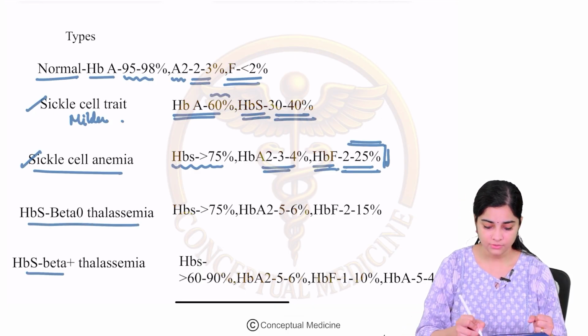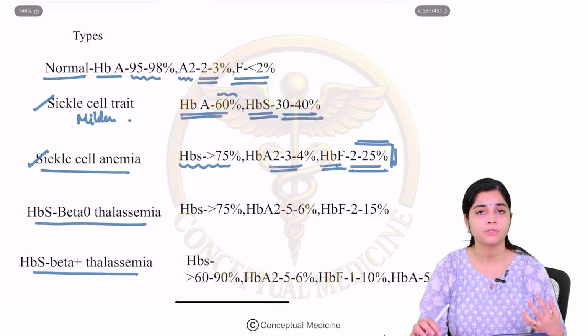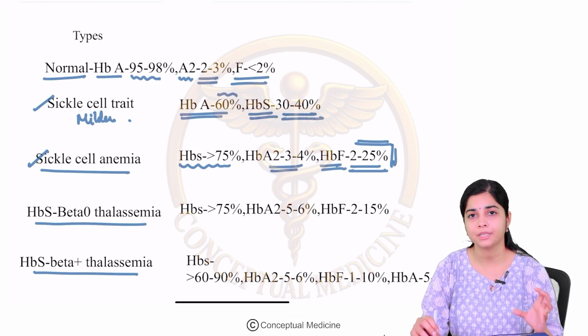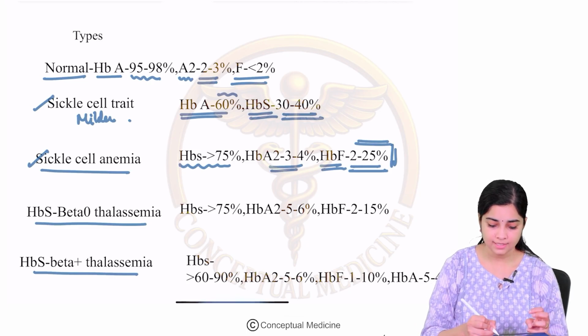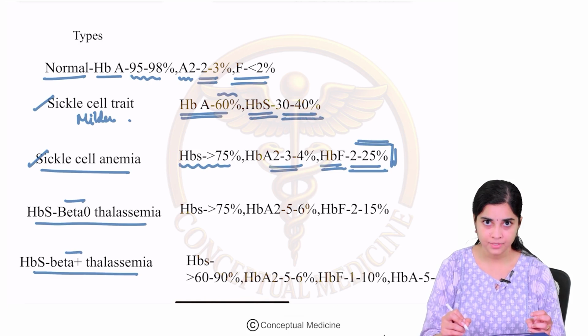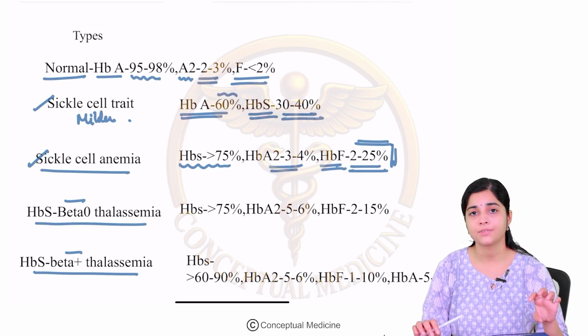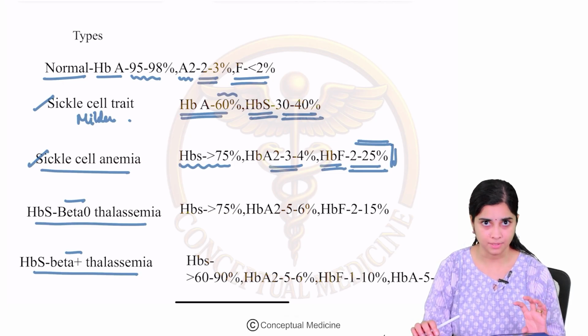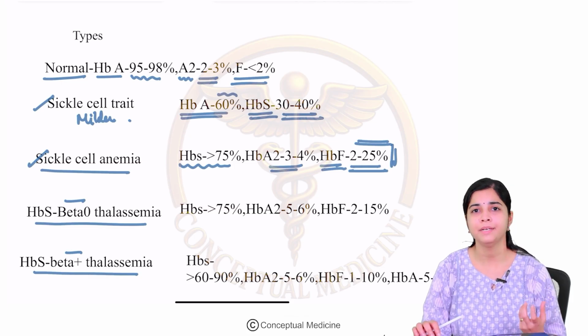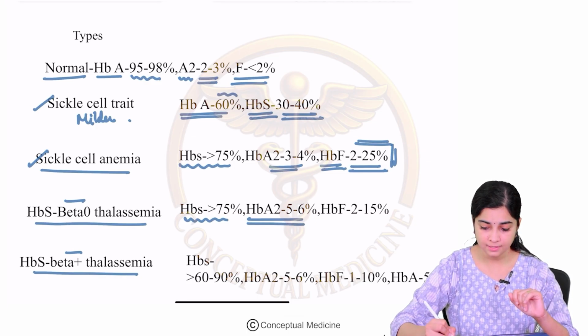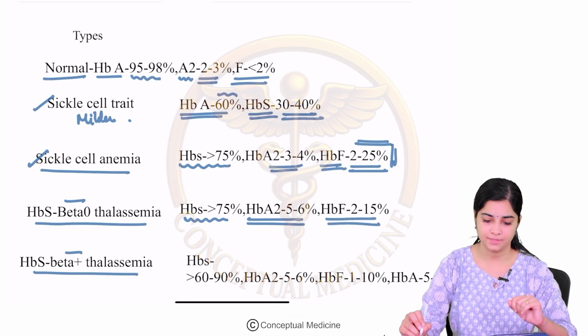Now, sickle cell can also overlap with certain other types of hemoglobinopathies such as thalassemia. In thalassemia, there is a quantitative disorder of the beta chain, where there is decreased beta chain production of the hemoglobin, right? So this can be classified as beta 0 and beta plus thalassemia. In beta 0 thalassemia, there is a sickle cell trait along with beta 0 thalassemia. Beta 0 thalassemia means there is complete absence of the beta chain, and here again the sickle cell fraction is more than 75%, HbA2 is 5 to 6% and fetal hemoglobin is 2 to 15%.